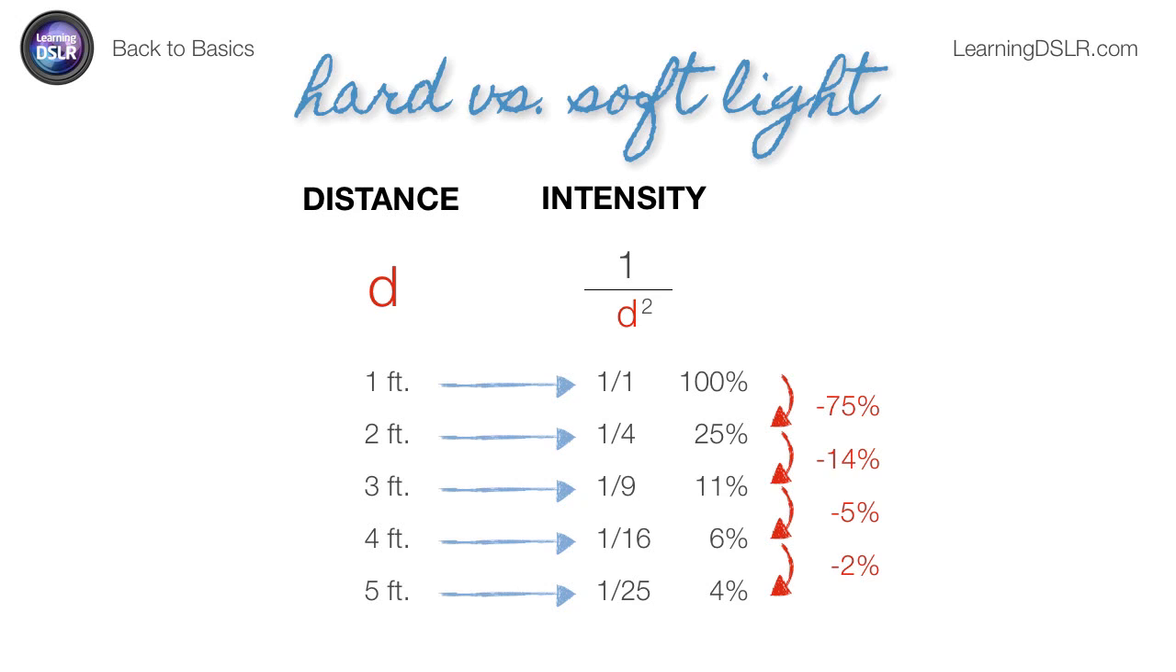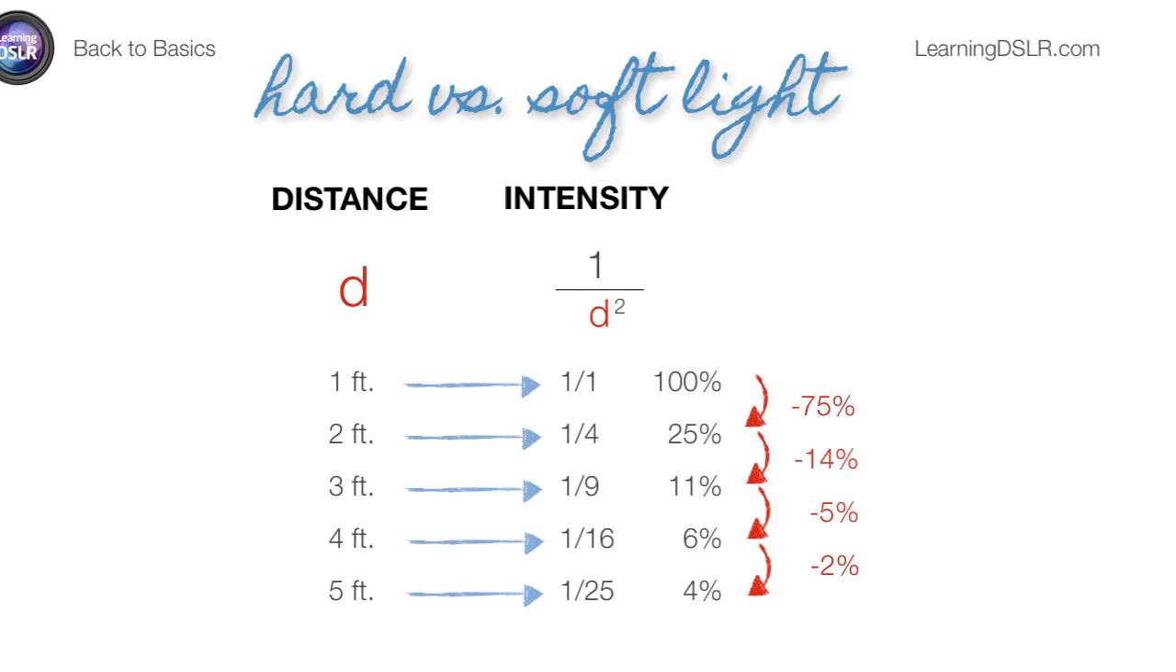From that first foot to the second foot, you're losing 75% of the light's strength relative to the 1 foot position. Next foot is 14% less, then 5, and then 2. Look at those last. Between 4 and 5 feet, there's only 3% difference. So it's quite dramatic when you're close to the light source, but a lot less dramatic a fall off once a lot of the light has already fallen off.